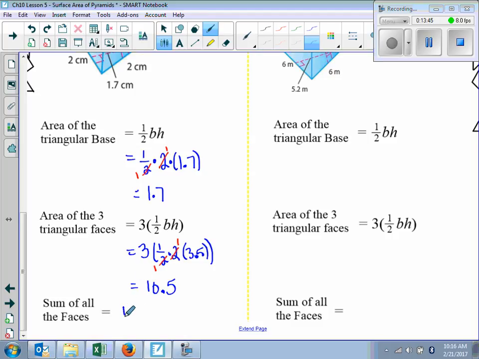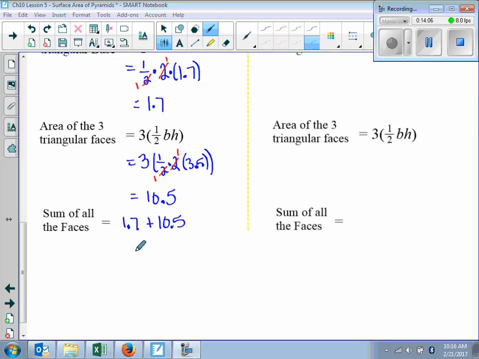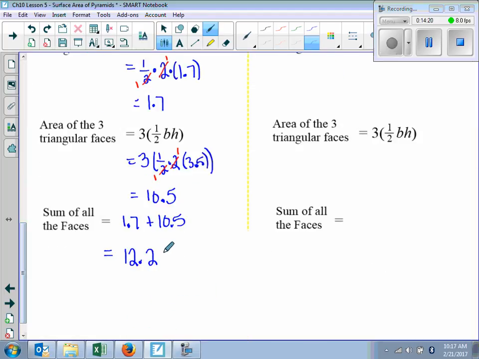So now we're going to add up the sum of all the faces. So this is the base, that's 1.7, plus this 10.5. That is the area of all 3 triangular lateral faces, right? So here, the area of this triangular pyramid is 12.2, and what's the units? Centimeters squared. Very good. Centimeters squared.